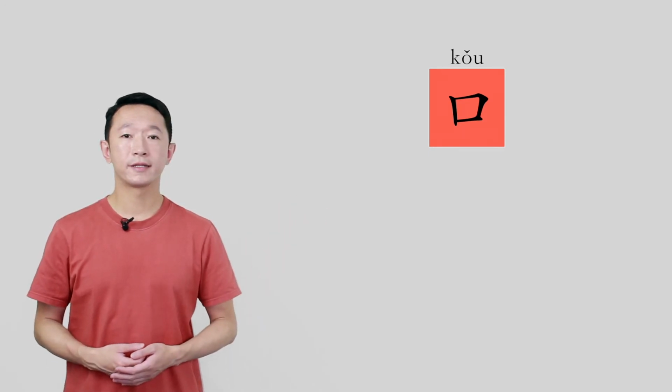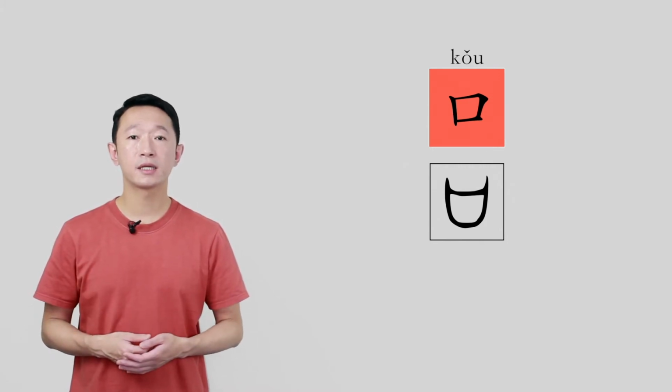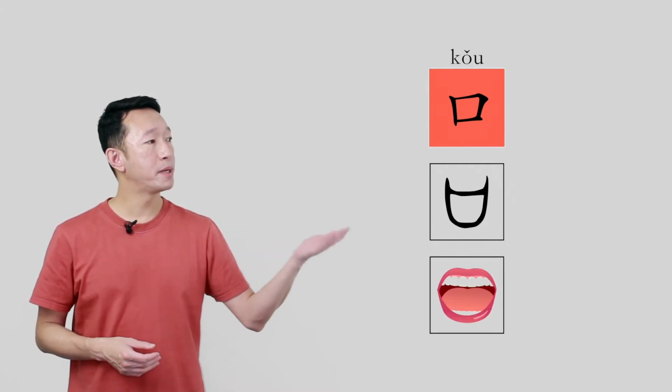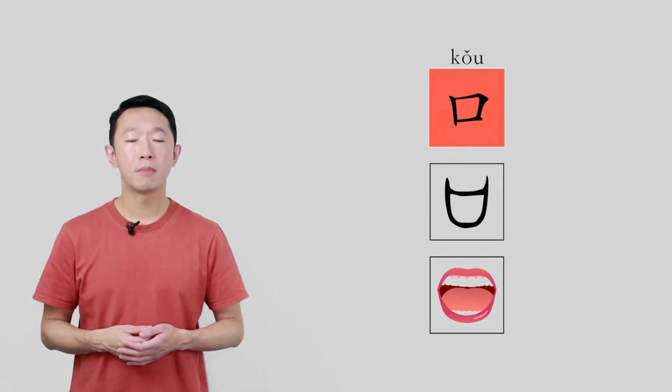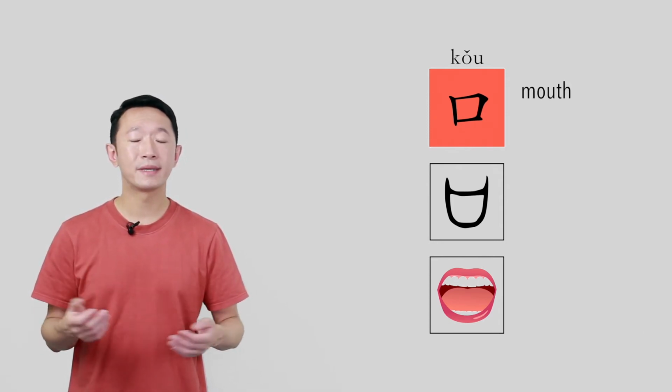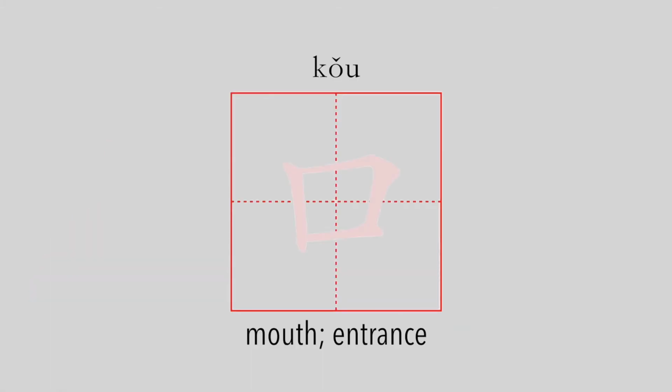This character is 口. The ancient form of 口 was made by outlining the rough shape of an open mouth. So 口 means mouth, but it also means entrance. 口 is written with 3 strokes. 竖, 横折, and 横.